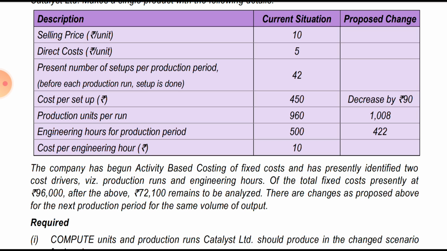So how much is the volume? That is 42 in the current situation. 42 into 960 will amount to 40,320 approx. That will be the quantity of the output, and that quantity will remain the same for the proposed situation as well. That we will divide by 1008. So we'll get the proposed number of setup runs, that is 40.